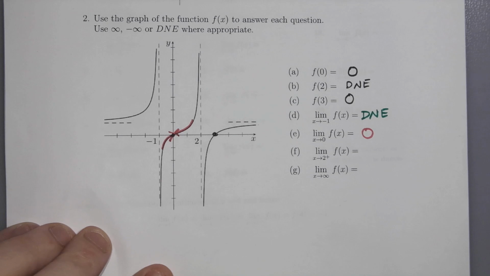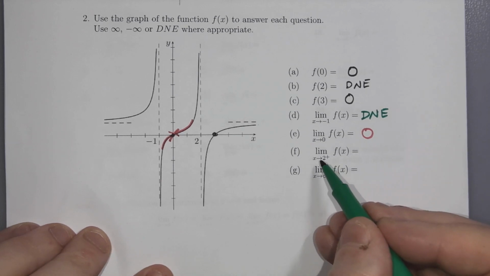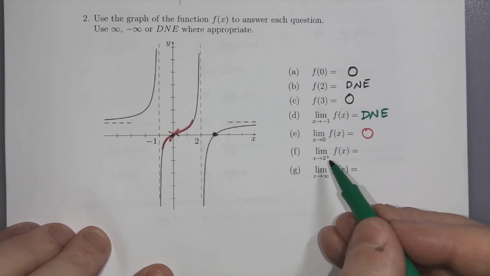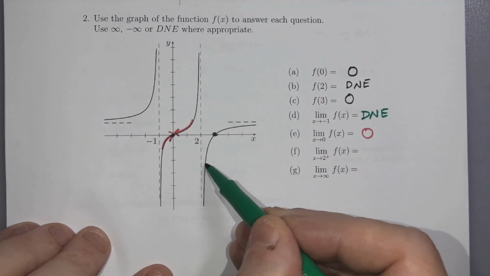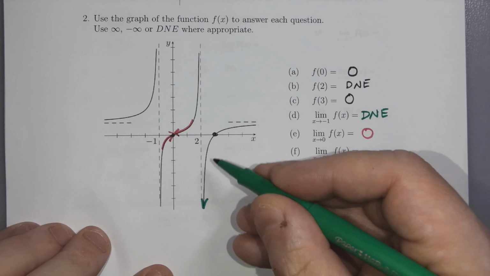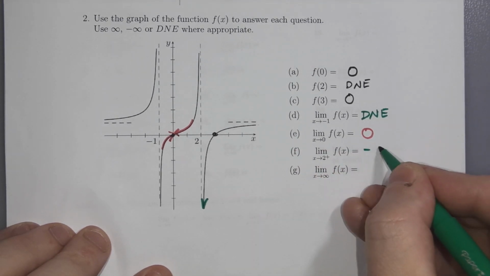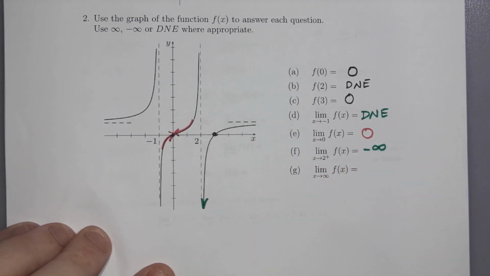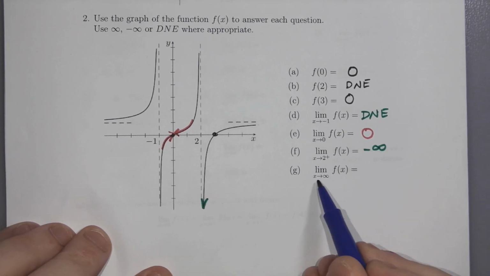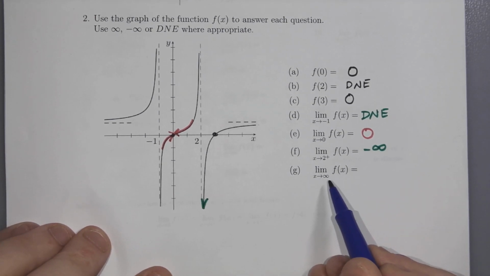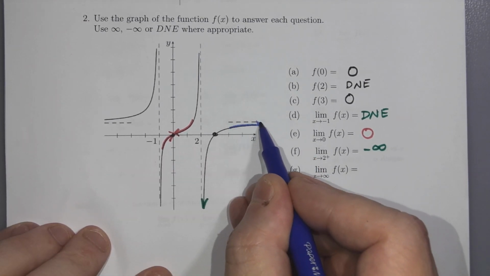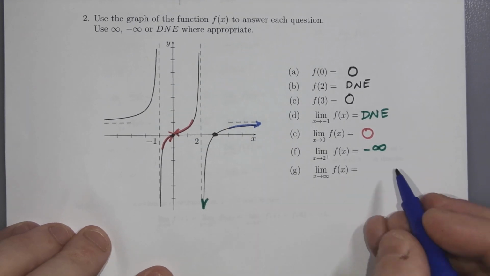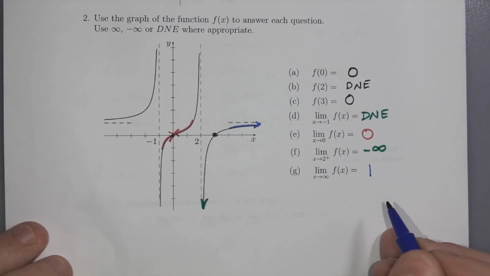And then as we approach 2 from the right-hand side, I can see that the graph is flying down towards negative infinity, so that becomes negative infinity. Again, as far as end behavior, this one asks for the limit as x approaches infinity, and if I look far to the right, I can see on the graph that my outputs are approaching the value of positive 1.